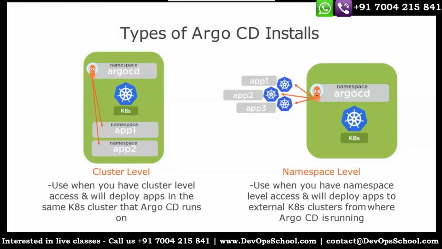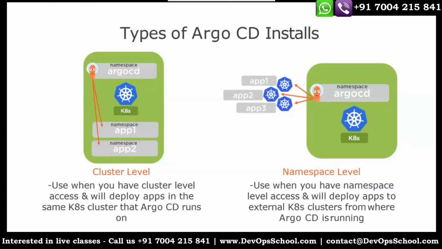Look at this. You have namespace app1, namespace app2, and the Argo CD namespace where we have deployed Argo CD. From that, you use the same cluster but a different namespace to deploy a different app. Simple. So use this when you have cluster level access and will deploy apps in the same Kubernetes cluster that Argo CD runs on. This is called cluster level. Are you comfortable?